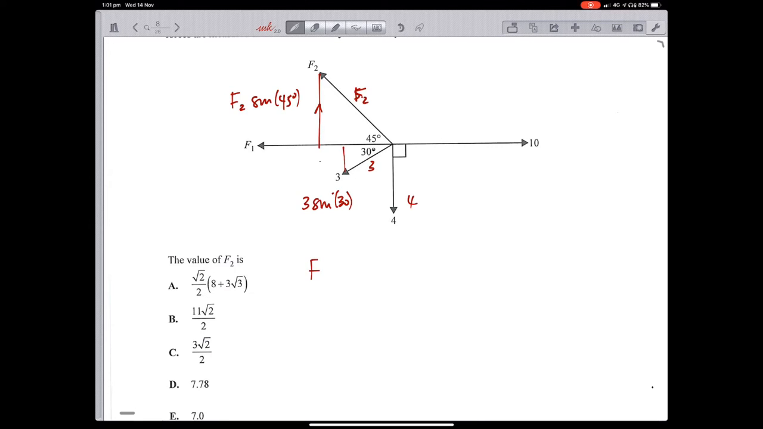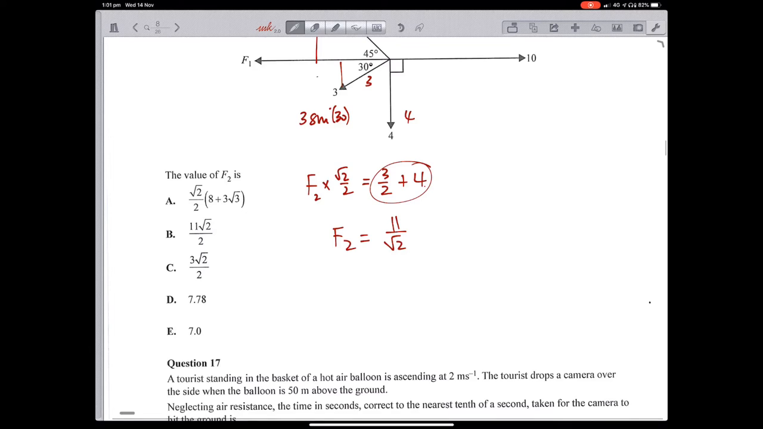So F2 times root 2 on 2 is equal to 3 sine of 30, which is a half, so 3 on 2 plus 4. So that's going to be 11 on 2. Times 2 is 11, so F2 is 11 on root 2, because that was 11 on 2, times it by 2, and then divide it by root 2. 11 on root 2, which is 11 root 2 on 2, which is B.